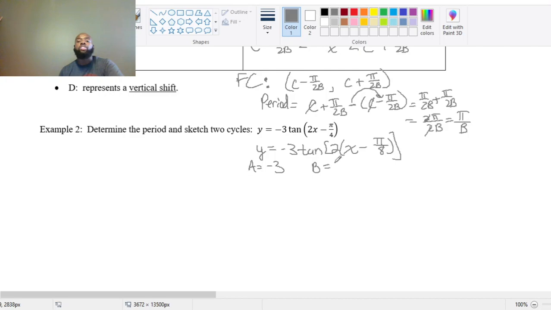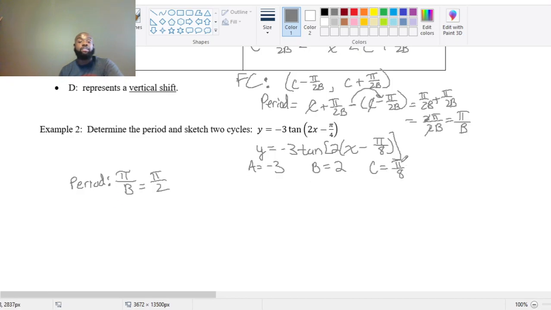My B is 2. This affects my period. And C equals pi over 8. That is my phase shift. All right. And so if I wanted to write out my period, it would be 2 pi. No, it would not be 2 pi. My period is pi over b now, which is pi over 2.